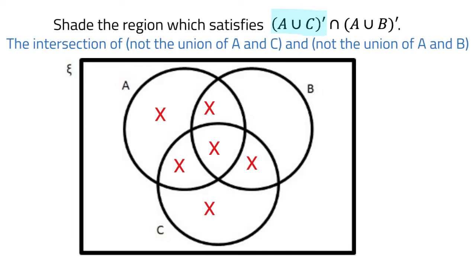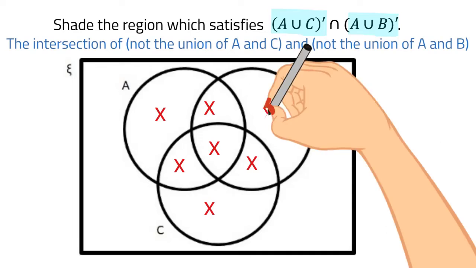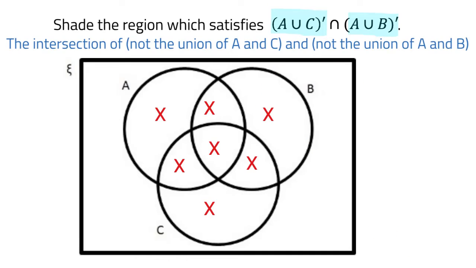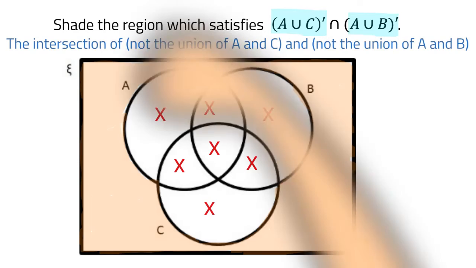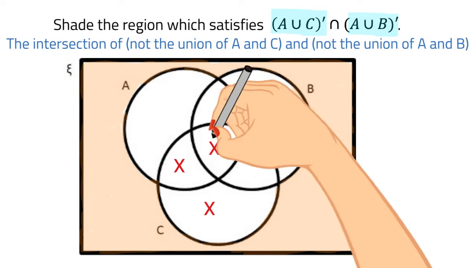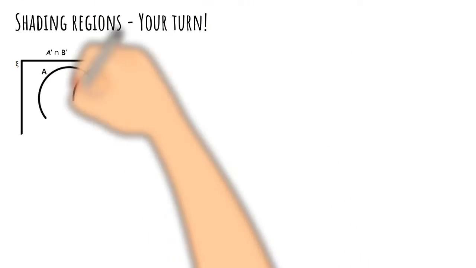Now we want to do the same with not the union of A and B. Well, most of B is already crossed out and so is all of A. So we only have one section that we need to cross out for this and it's there. Now I have put crosses in all the areas I cannot shade, I'm left with just what I can shade. And when I'm done with a question like this, I always remove my crosses so they're not mistaken as shaded regions. Now it's your turn.